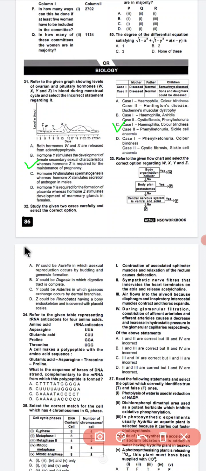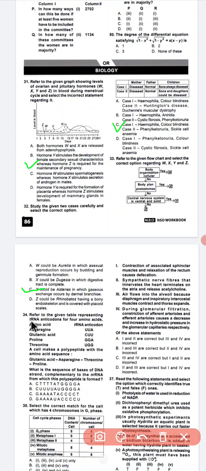After that, we have question 33. Question 33, refer to the given flowchart and select the correct option regarding W, X, Y, and Z. So here we have body organism cellular, and we have W. Body plan proteogenesis, prostomes we have X. Central nervous system in ventral and solid, and we have this Y. You have to choose X, Y, and Z. What are the options? Four of these options are there. You have to choose the correct option. The correct option is C. So the correct answer option is C.